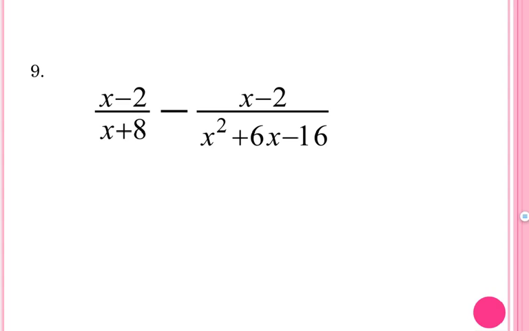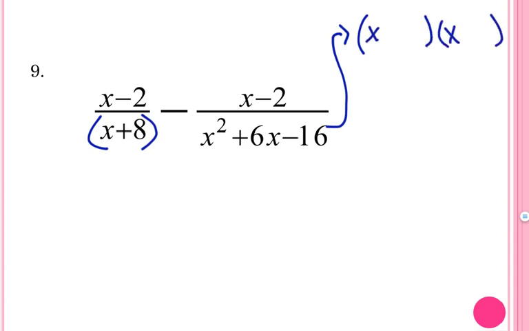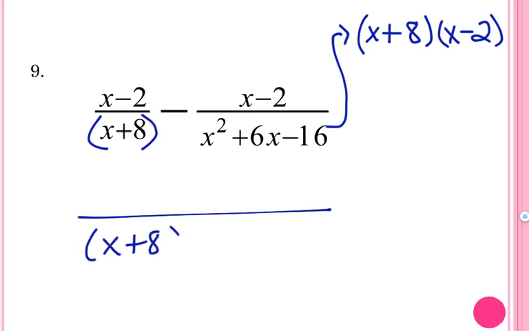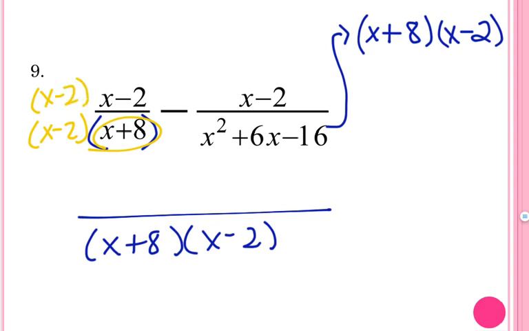Okay, the least common denominator, we've got a factor of x plus 8, and then I need to factor this right here. That's going to factor to be x plus 8 and x minus 2. So my common denominator will have the factors x plus 8 times x minus 2. Now this one right here already has the x plus 8, so I just need the x minus 2. Don't make the mistake of thinking, oh, it already has an x minus 2. It doesn't on the bottom, so we have to multiply that. This one already has everything we need, so I don't have to do anything to change that one.